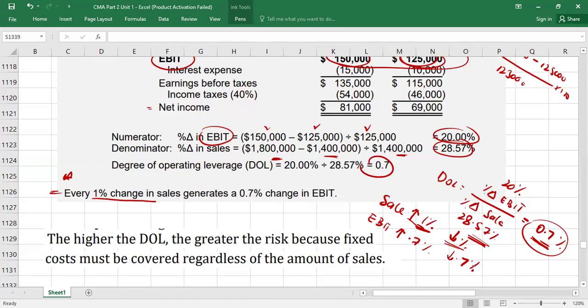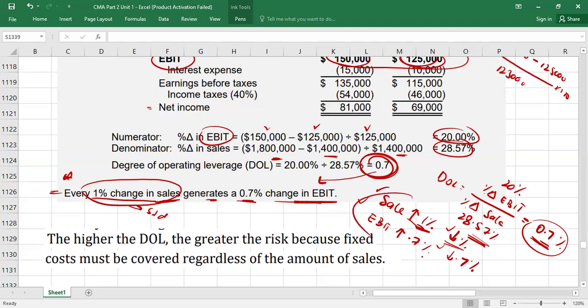We always assume it has a direct correlation. If sales increase, EBIT will increase. If sales decrease, EBIT will decrease. Understood, guys? So what does this answer mean? I already told you. Every 1% change in sales generates a 0.7% change in EBIT. This we keep as a standard 1%. And then link the answer with EBIT. If sales increase by 1%, your EBIT will also increase by 0.7%. But if your sales decrease by 1%, your EBIT will decrease by 0.7%. So this is what is called the degree of operating leverage.